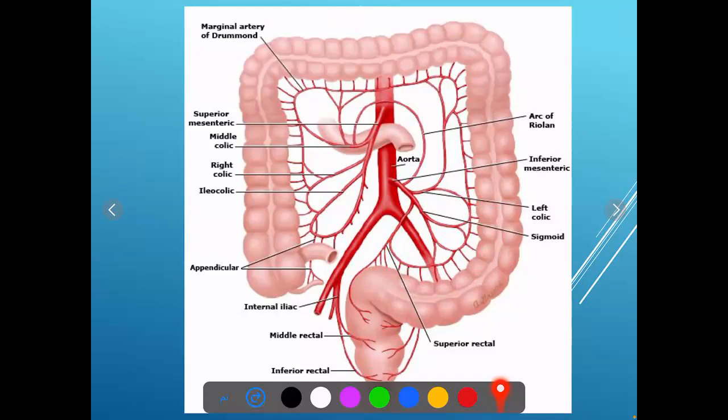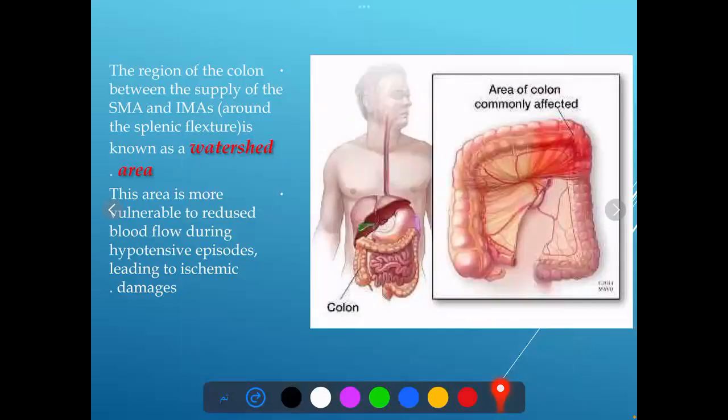Each of these branches anastomoses with the neighboring branch through the marginal artery of Drummond. The region of the colon between the supply of the superior and inferior mesenteric artery around the splenic flexure is known as watershed area. This area is more vulnerable to reduced blood flow during hypotensive episode, leading to ischemic damage.